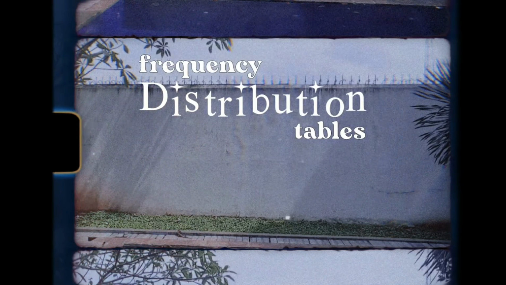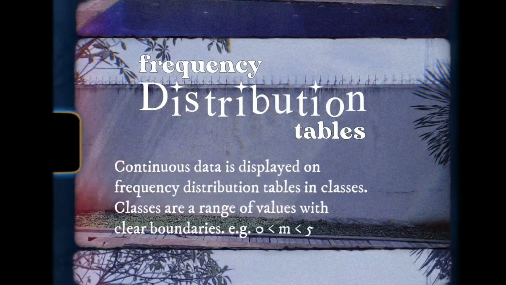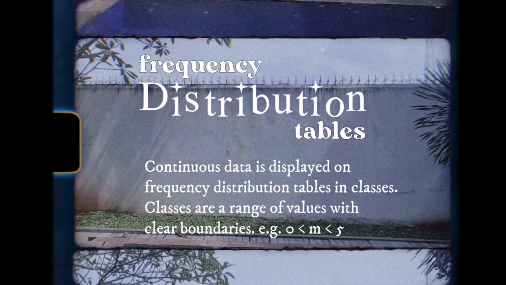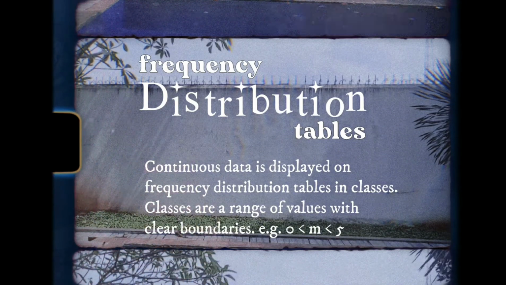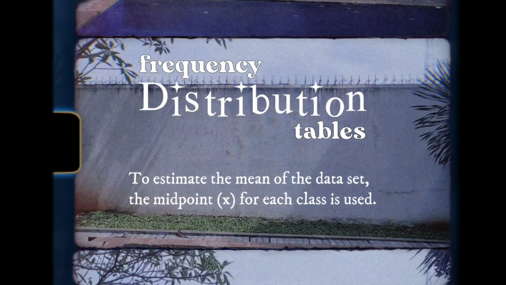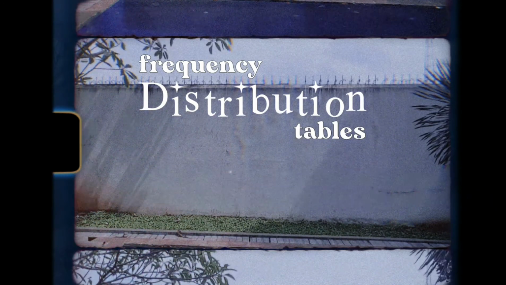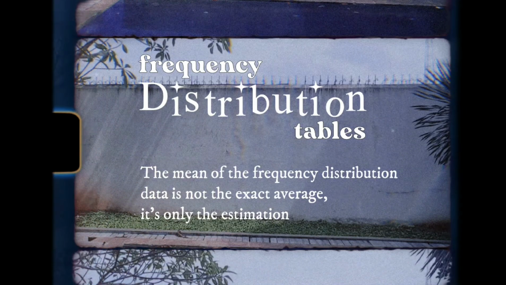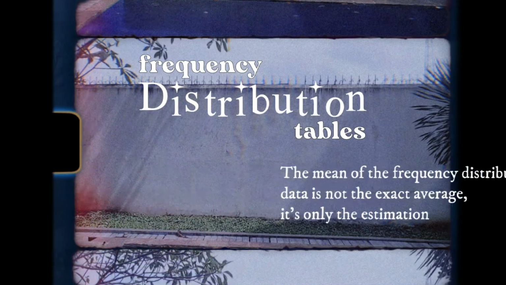Now let's talk about frequency distribution tables. Continuous data is displayed on frequency distribution tables in classes. Classes are a range of values with clear boundaries. To estimate the mean of the dataset, the midpoint x for each class is used. The mean of the frequency distribution data is not the exact average, it's only an estimation.